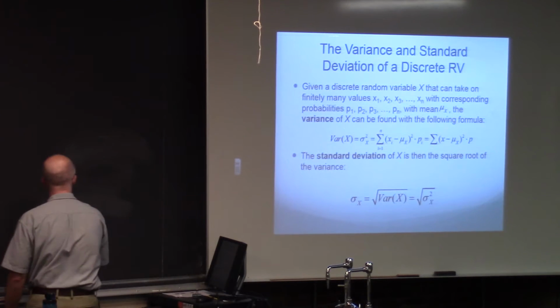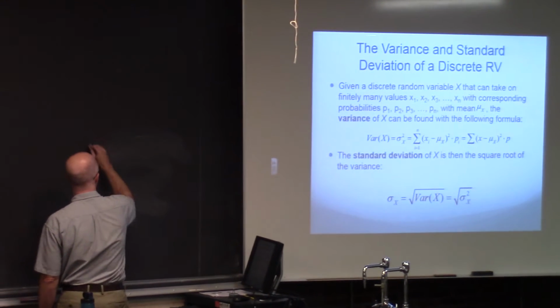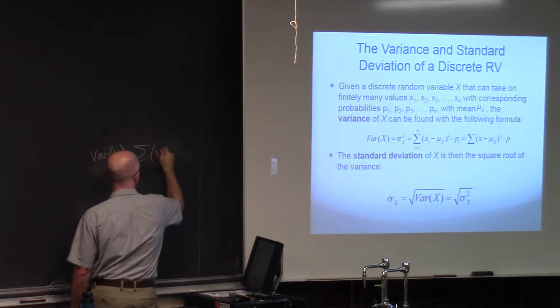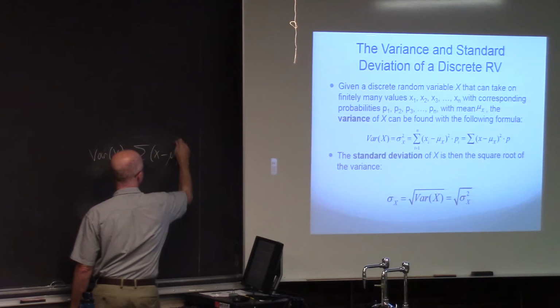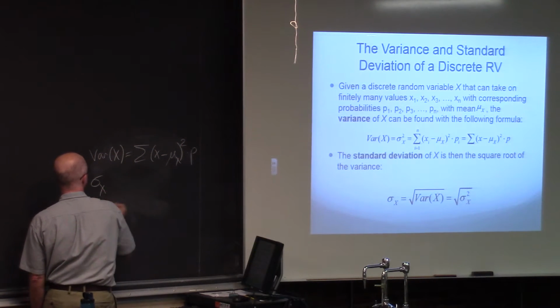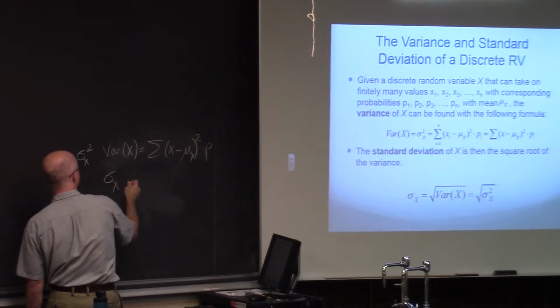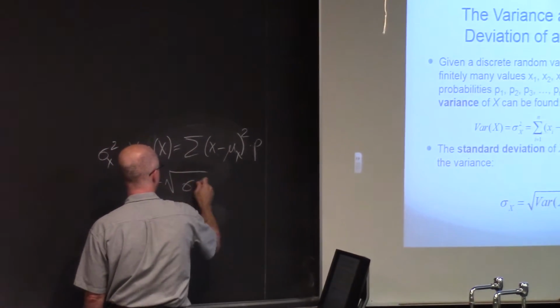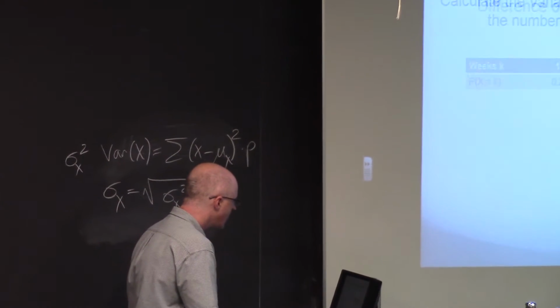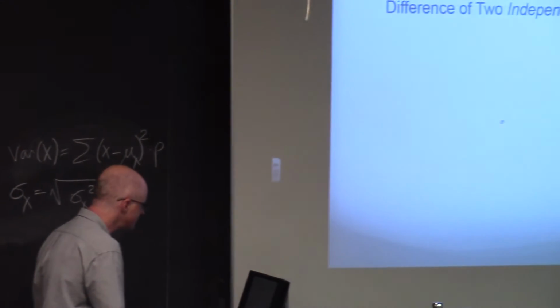Anyway, formulas, I'll put the variance one up on the board, because we'll use it here in a minute. And the variance is also called sigma squared. The standard deviation then is the square root of the variance. Okay? So let's do that as an example.